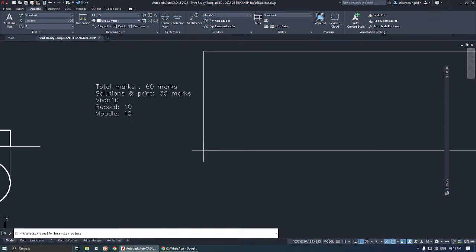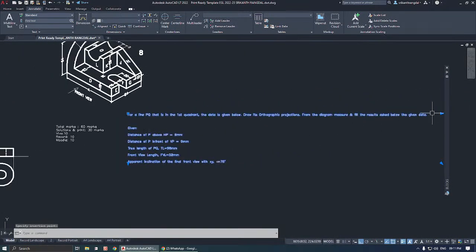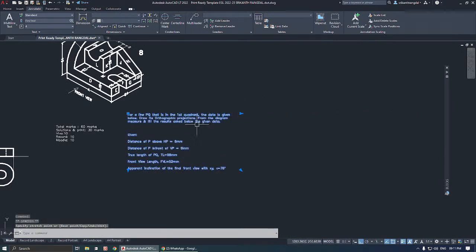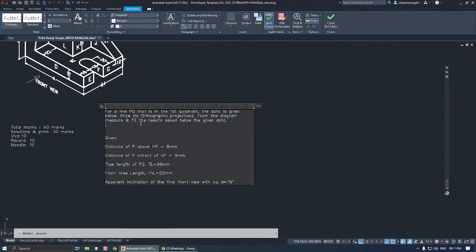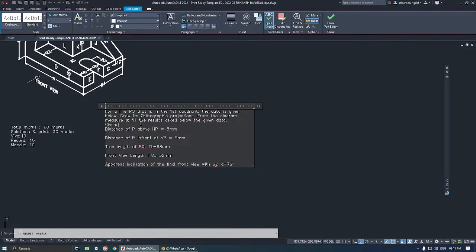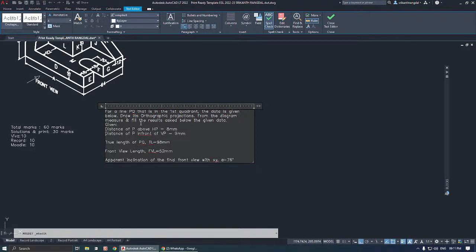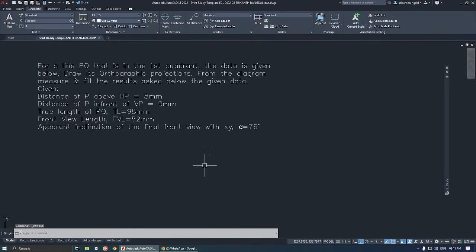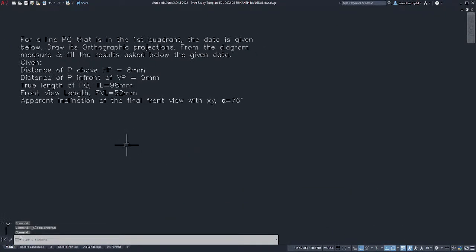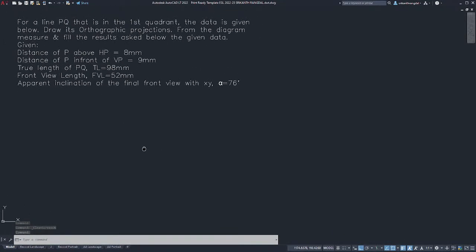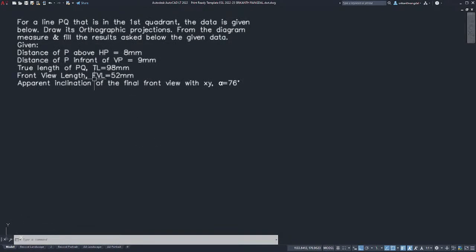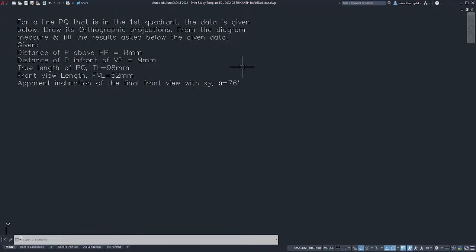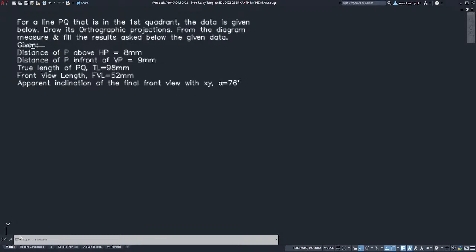So let's copy paste the question here first. You can reduce the size a little, double click, whatever empty spaces are there, you can remove it. Okay, so let's see what the question is. Let's go full screen. For a line PQ that is in first quadrant, data is given below. Draw its orthographic projections from the diagram, measure and fill the result which are asked below. So this is a model question. A lot of things will be asked below. So this is the data which is given.